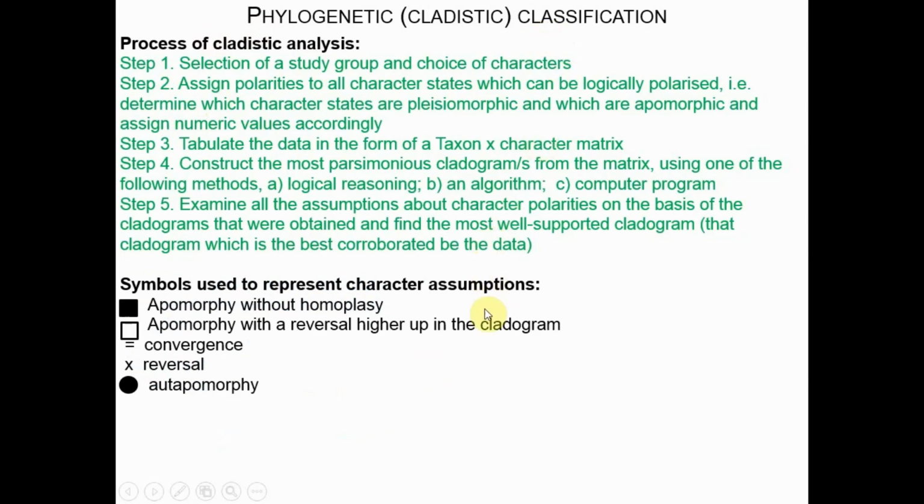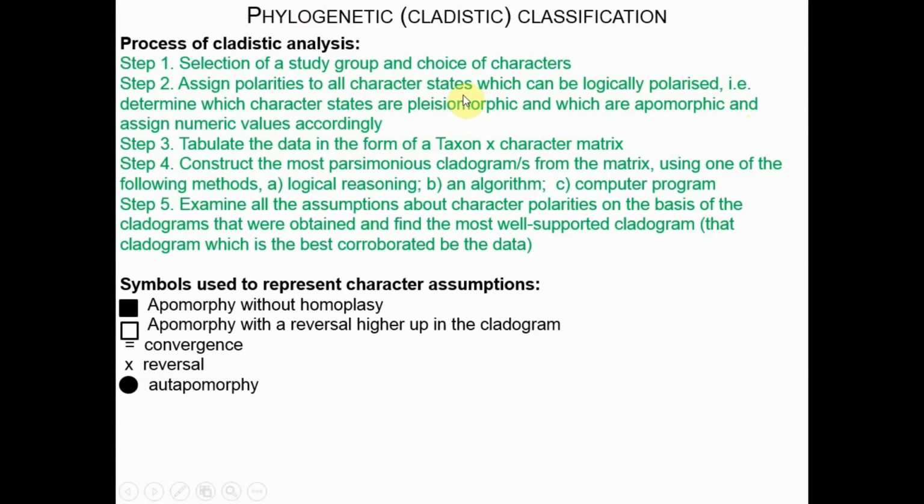We are going to then draw simple trees, so we're going to go through the process. So first is the selection again of the study group and the choice of outgroups. This is similar to what we did in the phenetic analysis. Again, we polarize the characters, giving them numerical numbers 0, 1, 2, 3. Assign polarities to all the character states that can be logically polarized. And this logical polarization we do by deciding which characters are primitive or plesiomorphic and which are derived or apomorphic, and we assign numerical numbers accordingly.